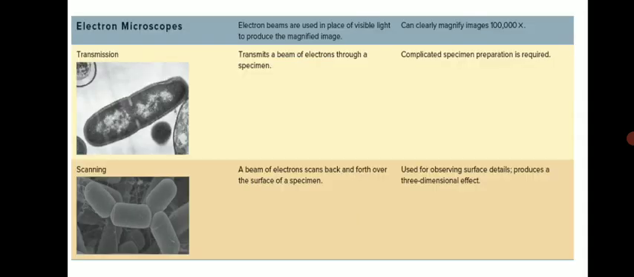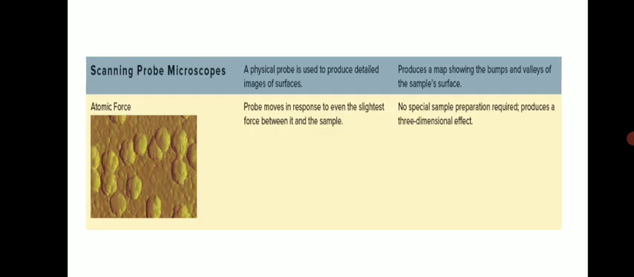There are different kinds of electron microscopes, and their principles are quite different and they are used for different purposes. It includes the transmission electron microscope, then the scanning probe electron microscope, then the atomic force microscope.